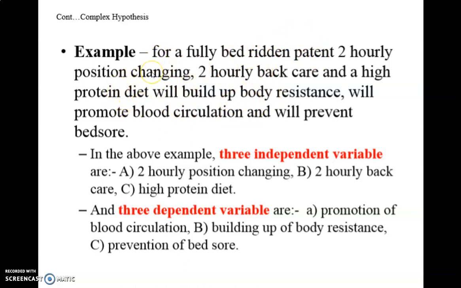So there are 3 independent variables, and the dependent variables are it builds up the body resistance, improves the blood circulation and prevents the bed sore. So there are 3 dependent variables and 3 independent variables. So it gives a relationship between 2 or more independent and dependent variables. So it is a complex hypothesis.